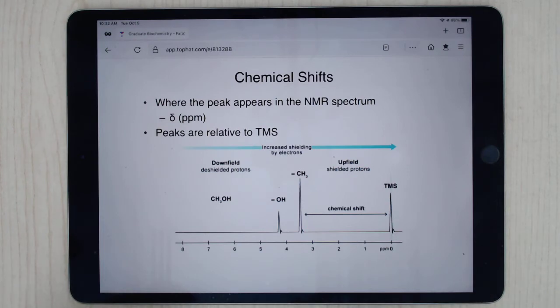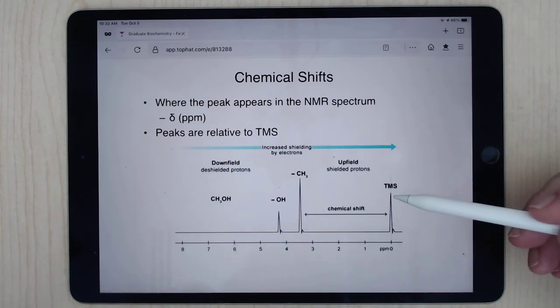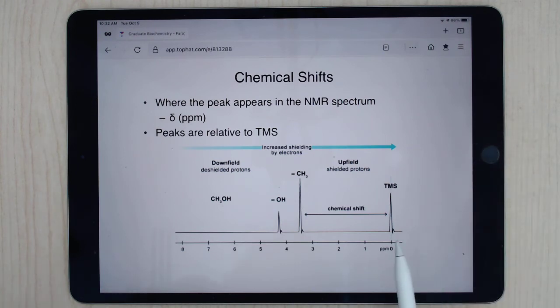Now, where these signals appear is dependent on the neighborhood they're in. Okay, so remember for IR we had distinct regions for the different signals. That's the exact same thing here. And what we do is we read it actually from right to left. This is a legacy of when this was first starting out, and so nobody ever really got around to changing it. But we have it relative to the molecule trimethylsilane, which I'll show you in a minute. And so what we're going to say is, how far away are you from this TMS signal?